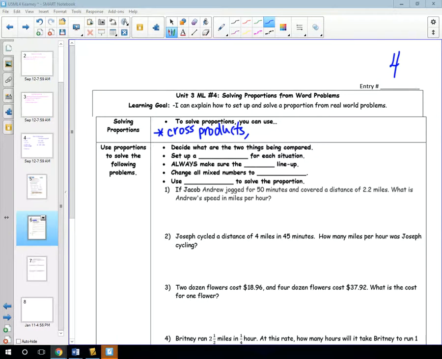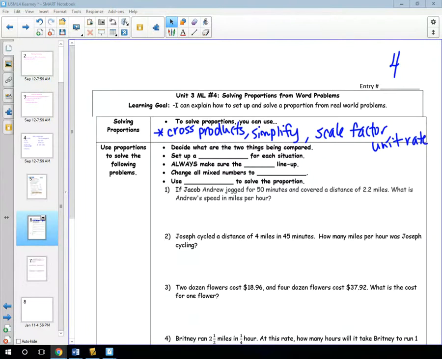Another thing we talked about was you could just simplify. And we talked about using scale factor and unit rate. So we talked about several different ways that you could solve proportions. One of those we really emphasized was the cross products property, and we're going to look at that today. I just want to quickly take a trip down memory lane and remind us how to solve a proportion before we dive into one of these word problems.